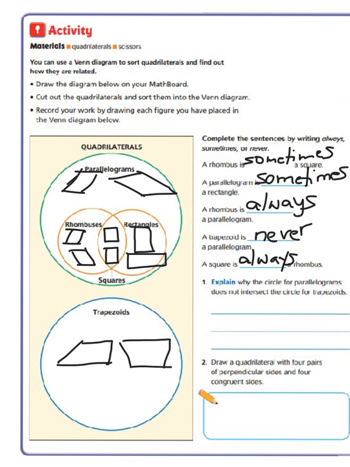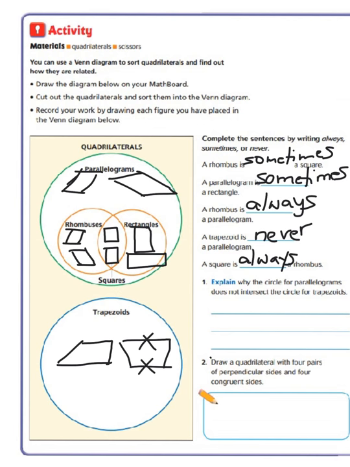Now, explain why the circle for parallelograms does not intersect the circle for trapezoids. And the reason for that is a parallelogram has two pairs of parallel sides. A trapezoid only has one pair of parallel sides. So again, a parallelogram has two pairs of parallel sides. A trapezoid has exactly one pair of parallel sides.